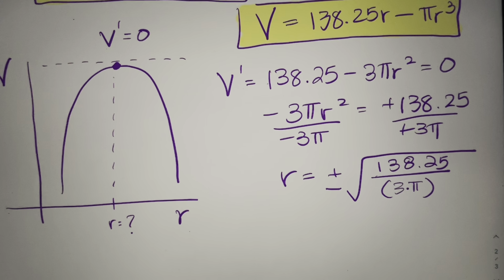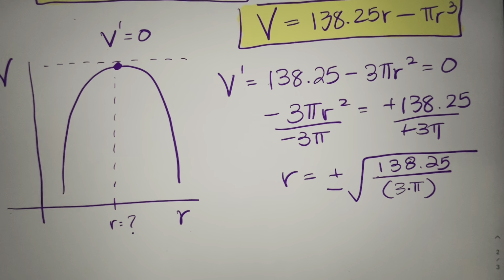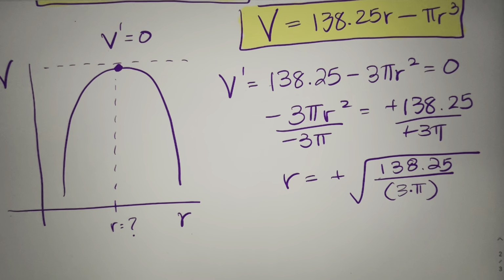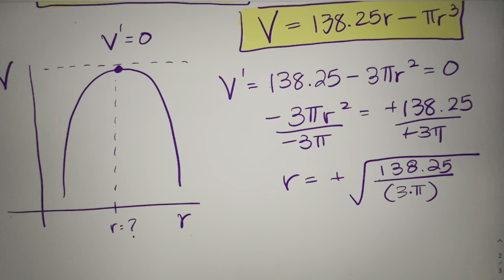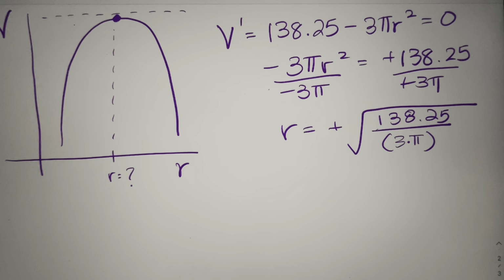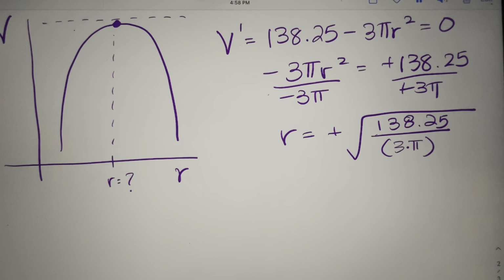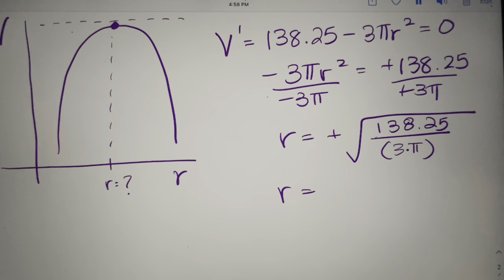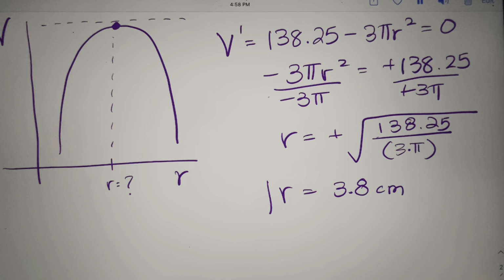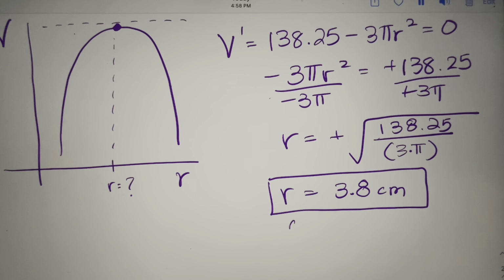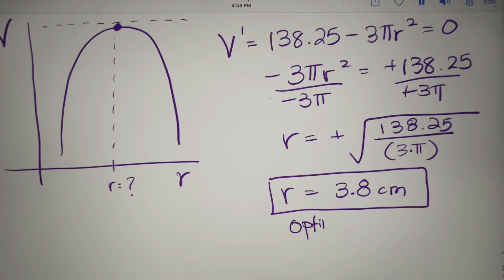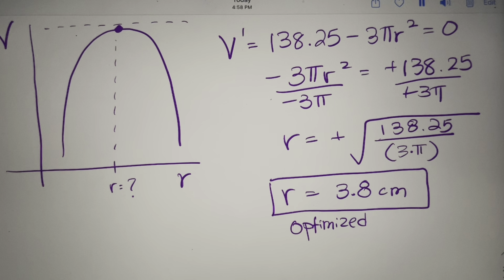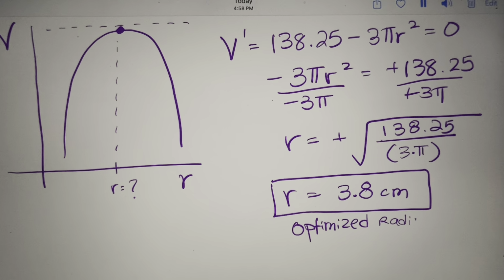Now, look at r values. Look at our domain. R values in our conceivable domain are only going to be positive because that represents the radius. We're not going to get a negative radius. So when I do this and I put this in my calculator, remembering to put parentheses around my denominator, I get about 3.8 centimeters. What is this? This is my optimized radius.